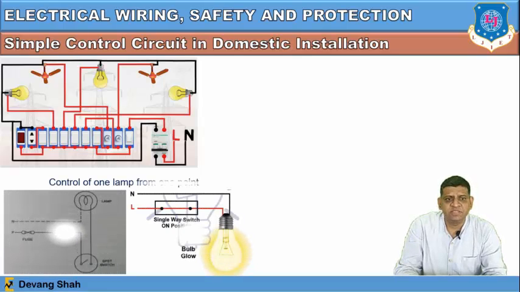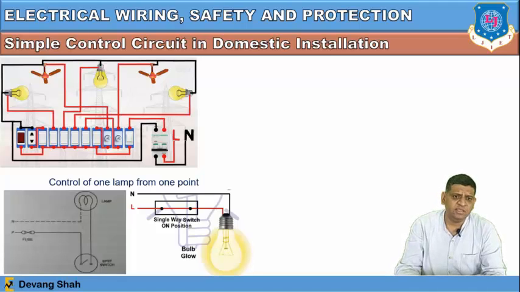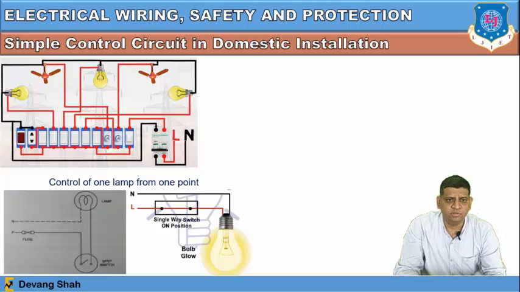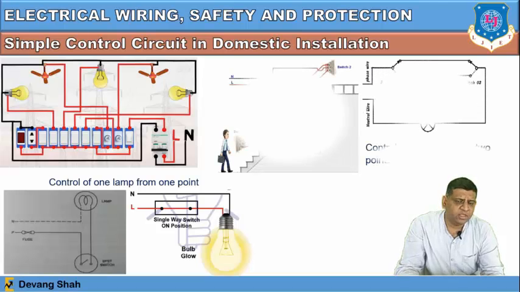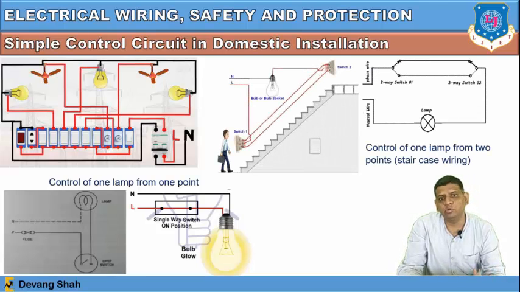So one simple circuit, you can see the control of one lamp from one point. That's very easy: you just switch on the lamp, or there is one switch which is connected between the main supply and the lamp. That is a single way single throw switch. So here you just switch on and the lamp will glow. That's one lamp and one point, right? Same way here, you can provide control of one lamp through one switch.